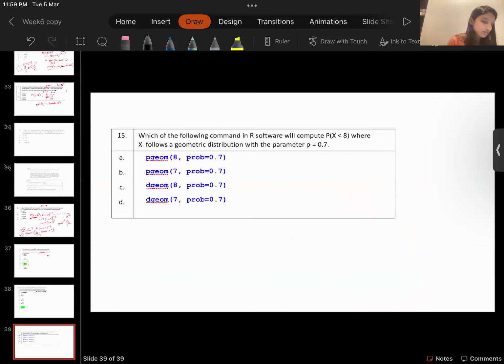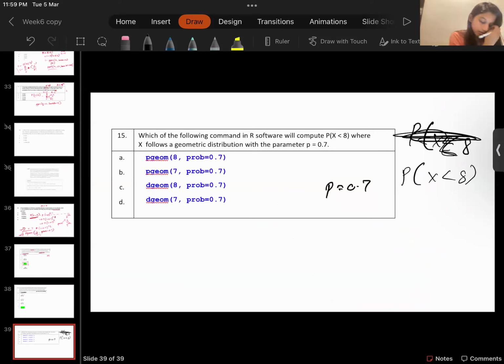And the next question: which one of the following commands in R software will compute P of x less than 8, where x follows a geometric distribution with the parameter 0.7? If you want to compute less than 8, you have to compute a CDF. So when you want to do a CDF, what should you do? You have to use pgeom, because the question they've asked is geom. So pgeom.